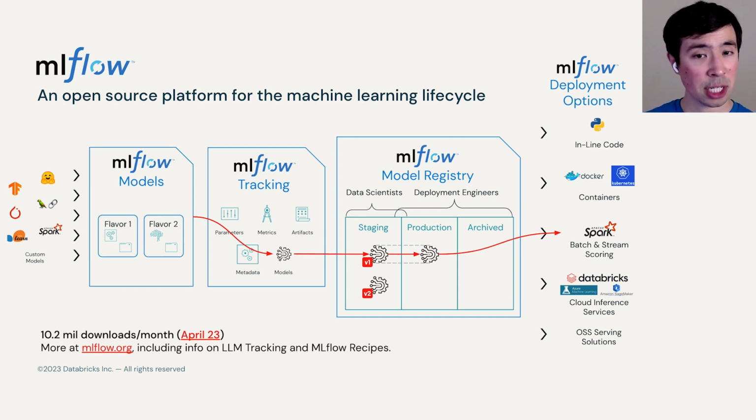And then when it hits production, it can be deployed in a lot of ways. Inline code, containers, batch or streaming scoring, different inference services, your custom services, and so forth. The point is, on the left, you have a lot of different models or libraries. On the right, a lot of deployment options. And in the middle, you want this operations part to be as standardized as possible. That's what MLflow does.